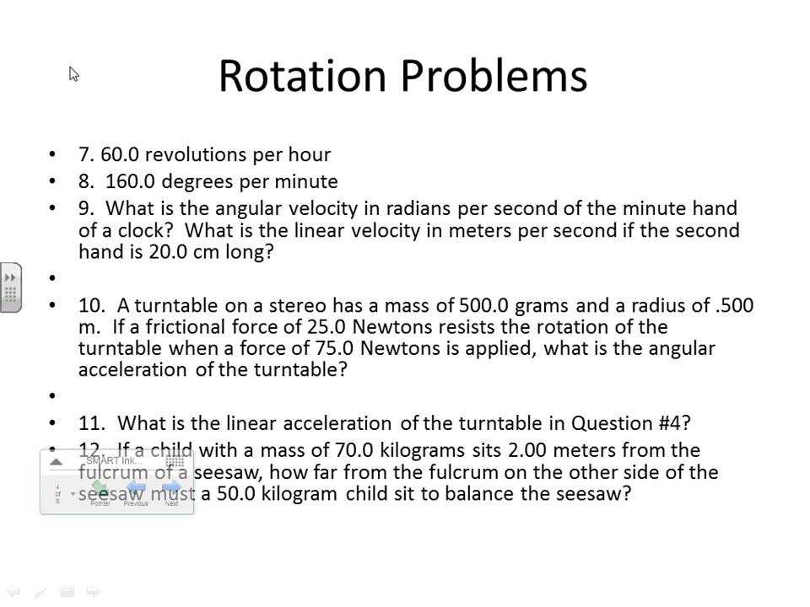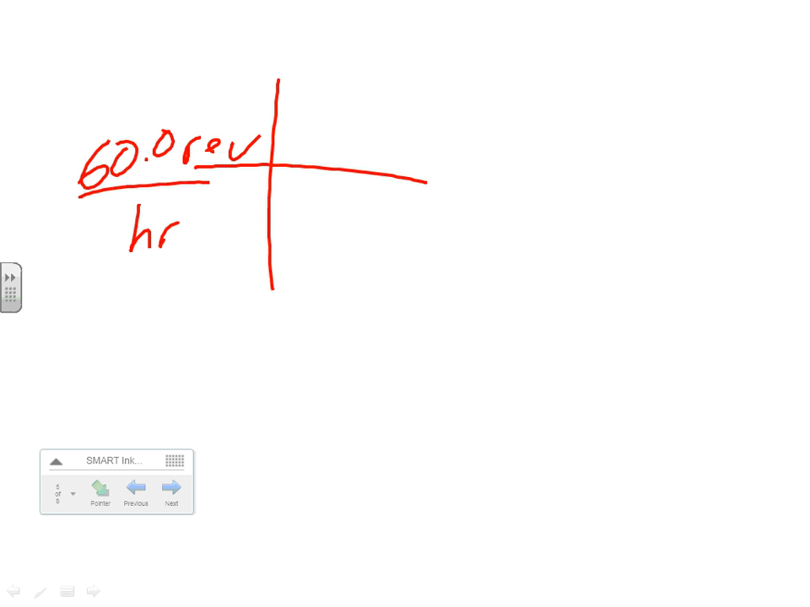All right, the next thing we're going to do is a couple of quick conversions. We're going to convert 60 revolutions per hour and 160 degrees per minute. We're going to convert both of those to radians per second. So let's go to a slide where we have some space. The first problem was 60 revolutions per hour, and we're trying to get to radians per second.